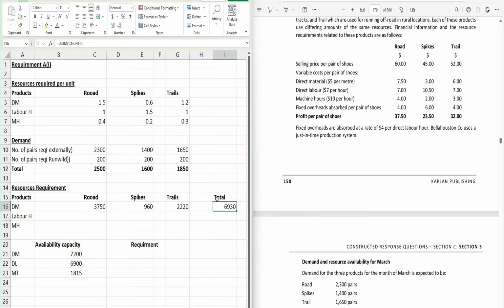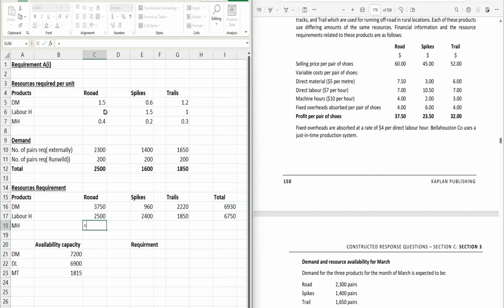So this much is the material required. And similarly for the labor, let's have a look. So this is the unit, and per labor is 1 for the road. And for spikes, trails, this will give the total of 6750.